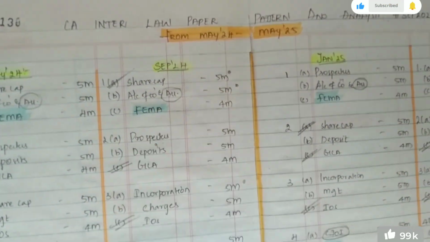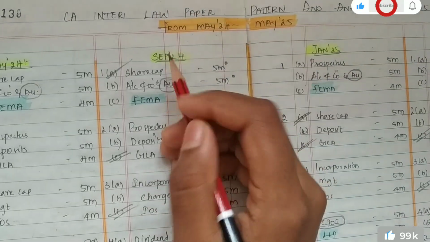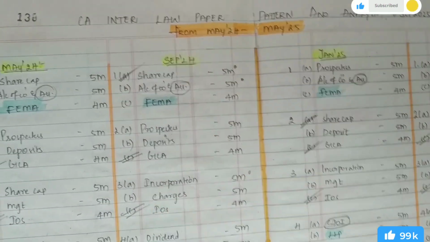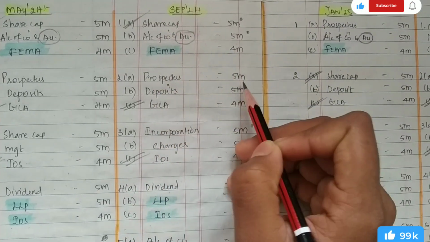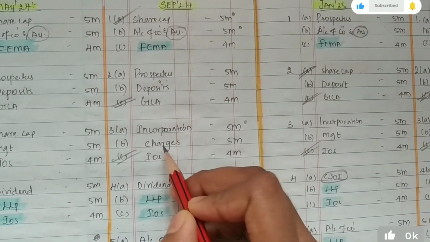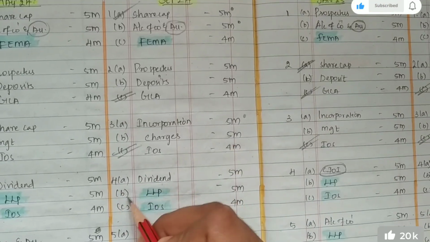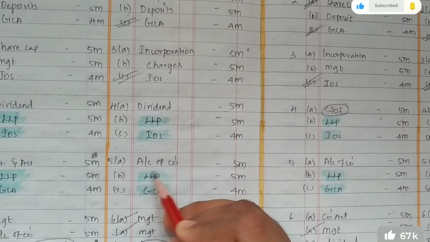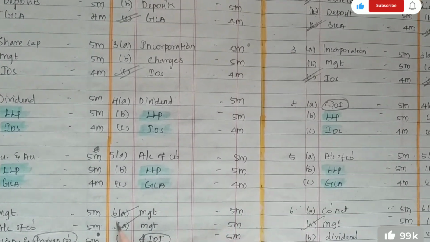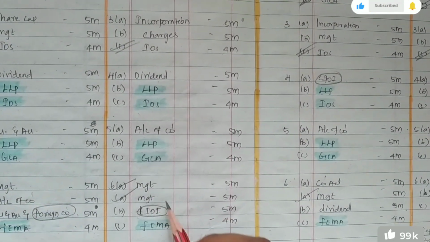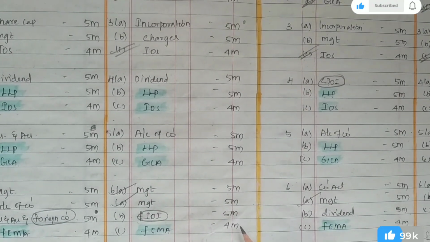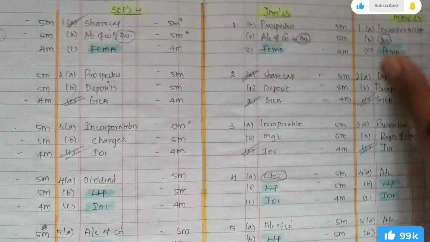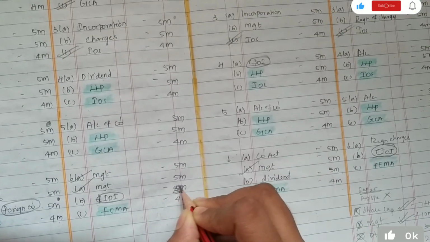And if you see the September 24 attempt, the first question came from share capital, accounts of company and auditors, FEMA for 4 marks. Second question: prospectus, deposits, GCA for 4 marks. Third question: incorporation, charges and IOS for 4 marks. 4A, 4B, 4C: dividend, LLP, IOS for 4 marks. As well as the fifth question: accounts of company, LLP and GCA for 4 marks. Sixth question: management, companies incorporated outside India, FEMA for 4 marks. Here it is 4 marks, okay. No, 5 marks only. Here it is 5 marks only.